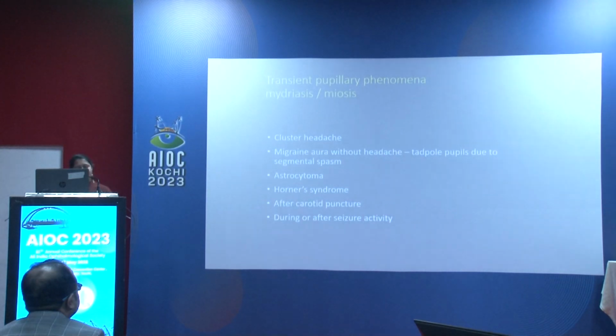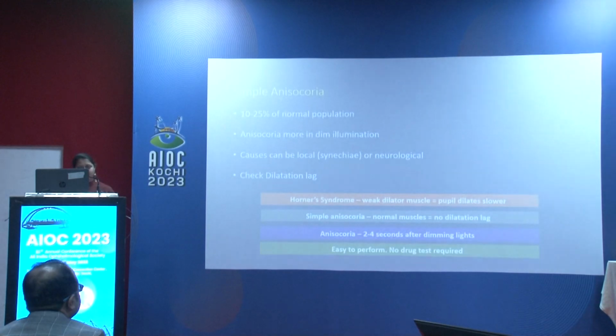Abnormal reaction can be seen in cluster headache, migraine, astrocytoma, Horner syndrome, and after carotid puncture, and during or after seizure activity. Coming to abnormal size of the pupil, we call it anisocoria. That is a difference in two pupils by 2 millimeters, which is common and normal in 10 to 25% of the population. Here, the key is you should always check for dilatation lag.